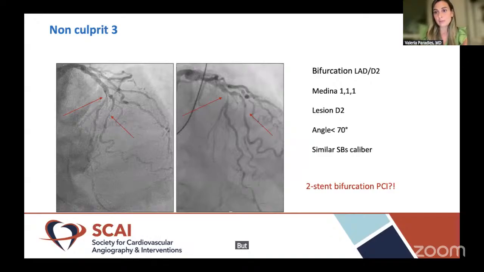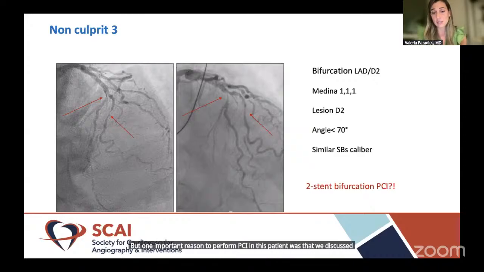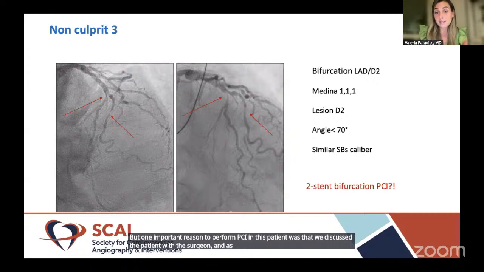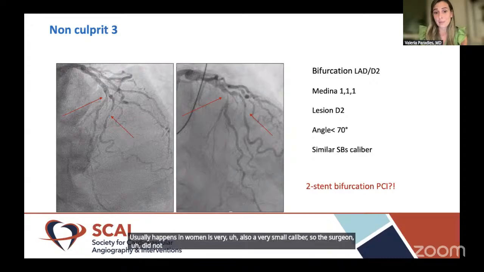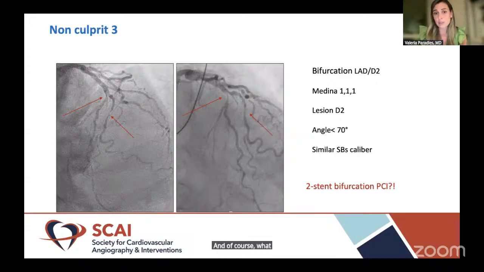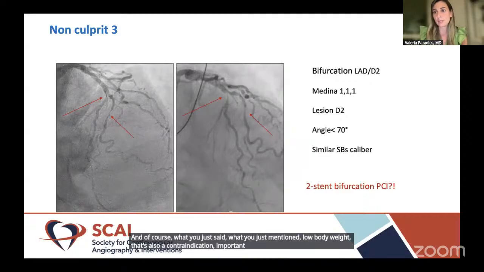But one important reason to perform PCI in this patient was that we discussed the patient with the surgeon, and as you see, the distal part of the LAD, as usually happens in women, is also very small caliber. So the surgeon did not consider this peripheral part of the LAD suitable for bypass. And of course, what you just mentioned, low body weight, is also an important contraindication, a risk factor for increased post-procedural and bleeding complications.